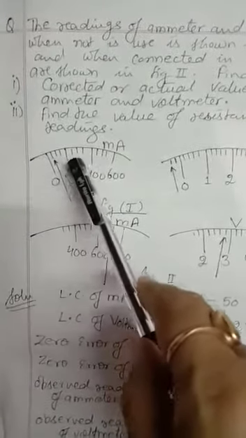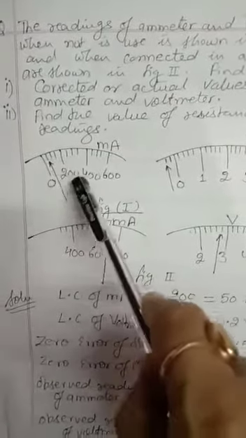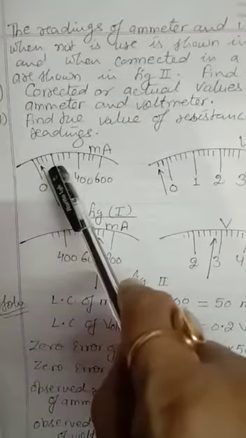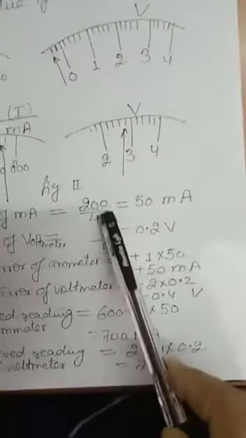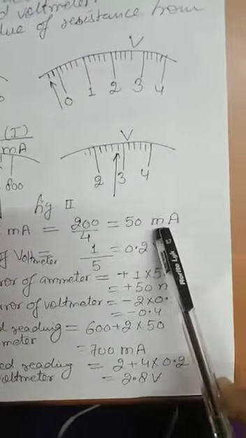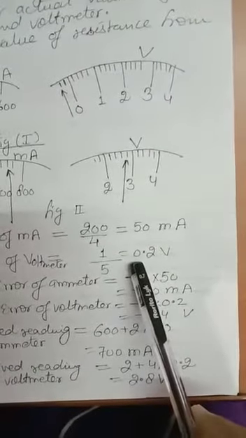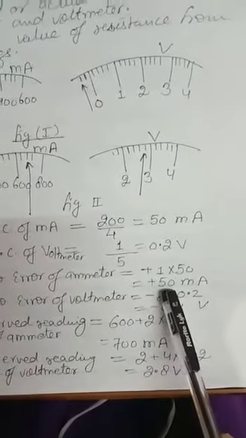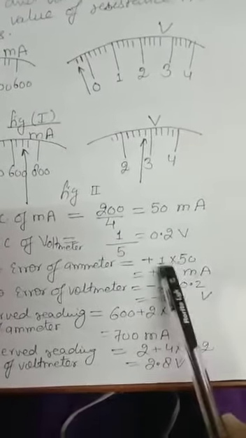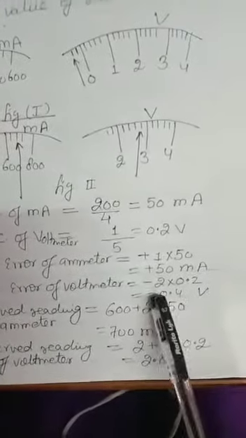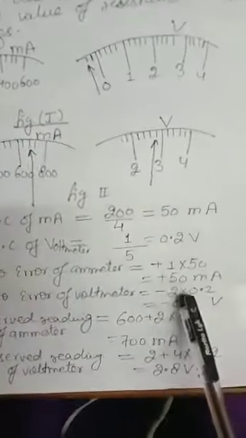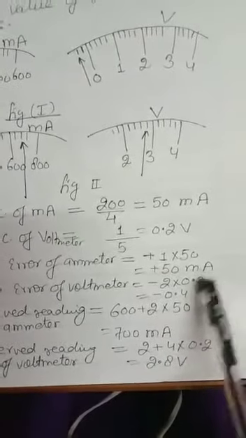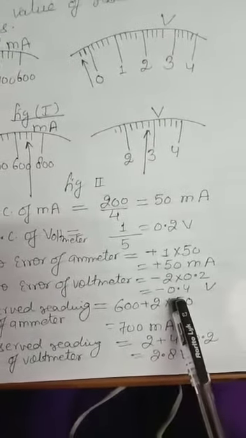For the least count, you have a range of 200 milliampere, and up to that we have 4 divisions. The least count is 200 upon 4, which means 50 milliampere. Similarly, for the voltmeter, it is 0.2 volt. Now, the zero error of the milliammeter is positive 1, which means plus 1 into 50. Similarly, minus 2 into 0.2. So we get the zero errors for the milliammeter and voltmeter: that is 50 milliampere and minus 0.4 volt.